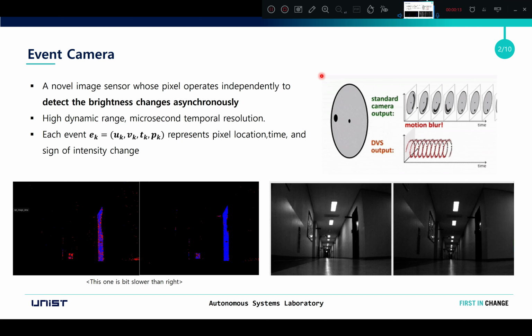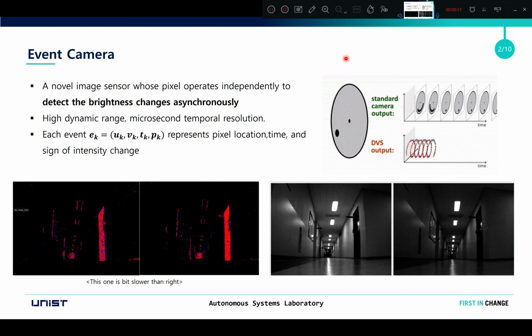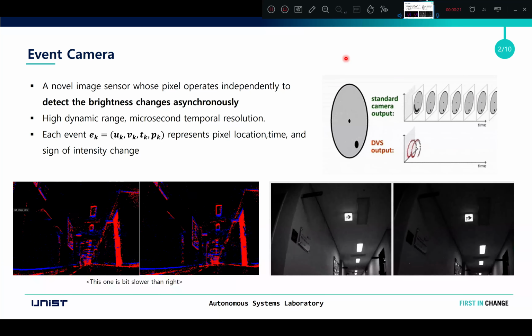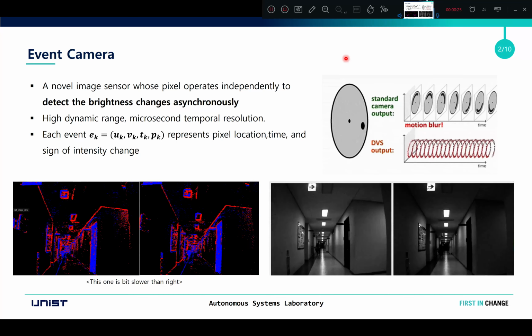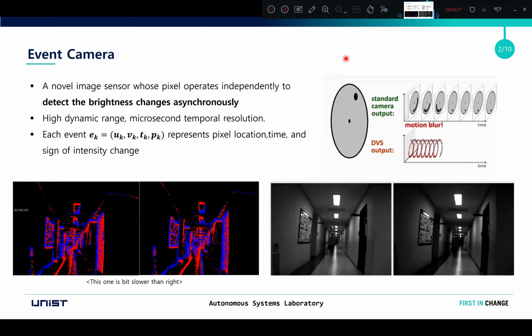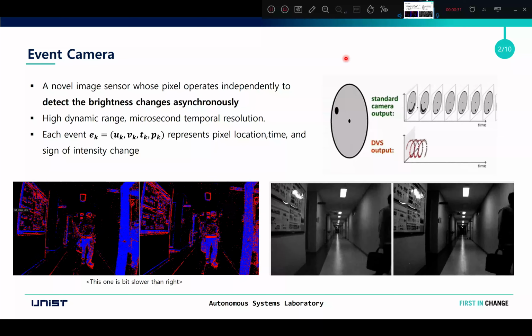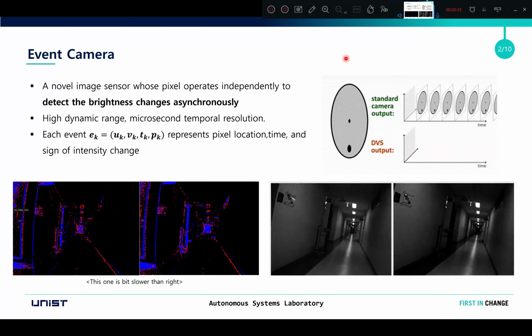So, an event camera detects brightness changes asynchronously. Look at the right side. The circle is rotating at a high speed. Using a standard camera, motion blur can happen here. But when we use the event camera, you can see in the downside that the event camera detects the events asynchronously.